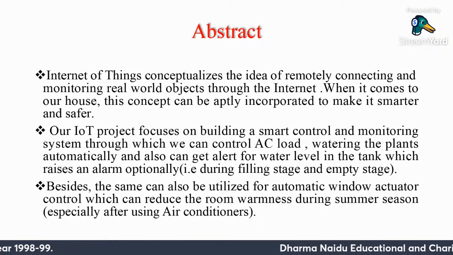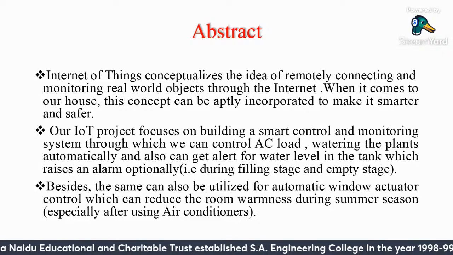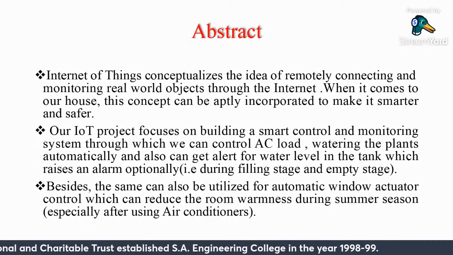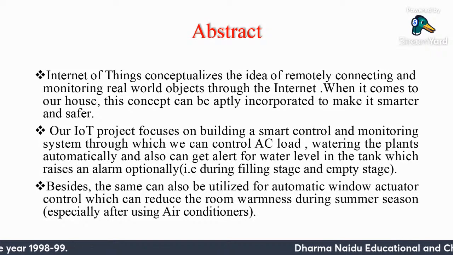Besides, the same system can also be utilized for automatic window actuator control, that is, opening and closing the window, which reduces the room warmness. That is for ventilation purposes. This will mostly be incorporated while using an air conditioner, and it will reduce the cost of the electricity bill.